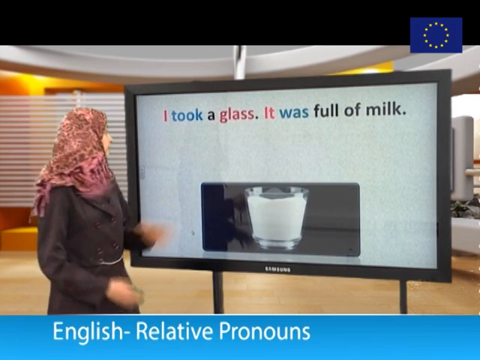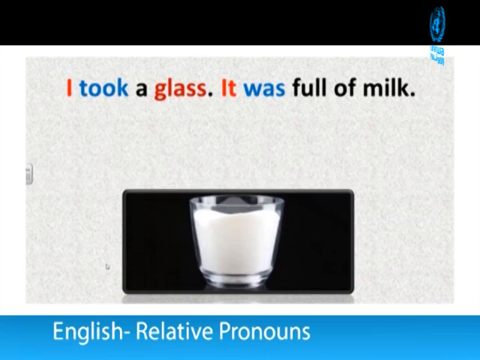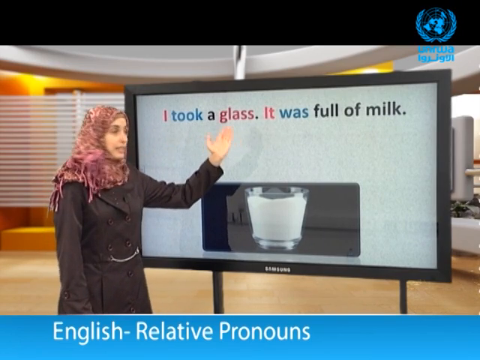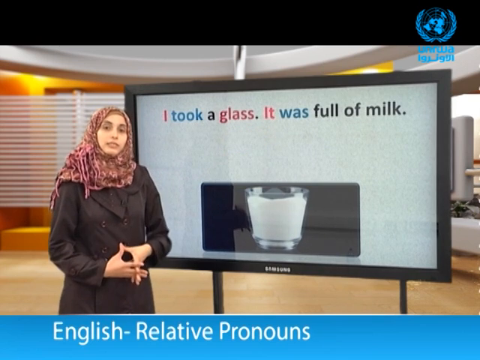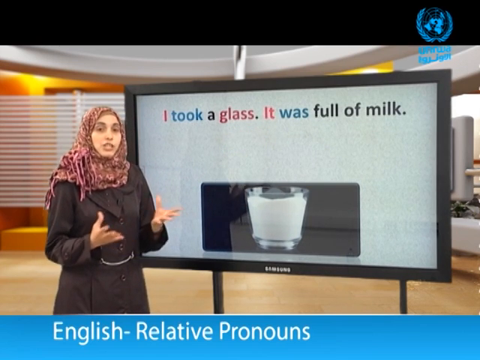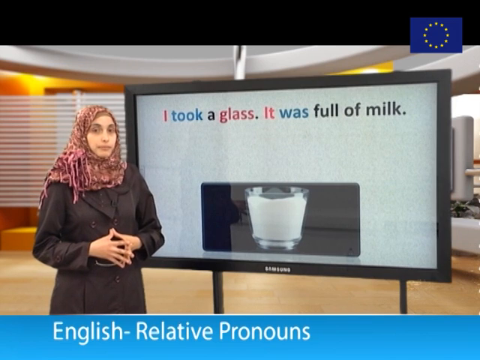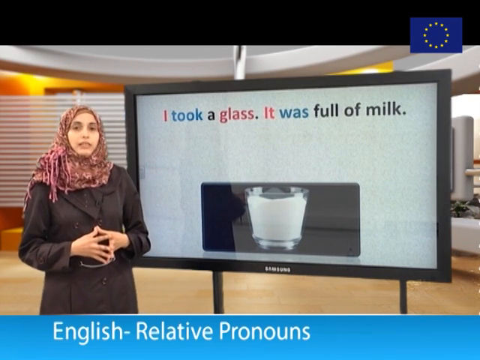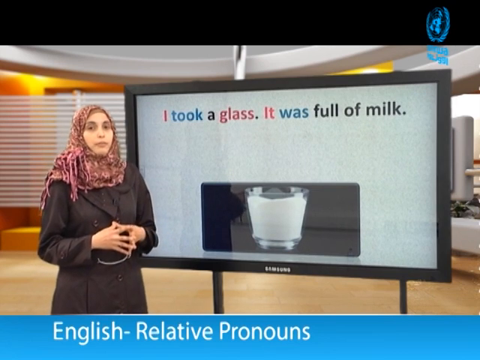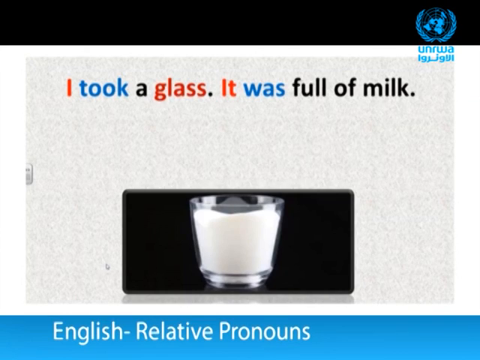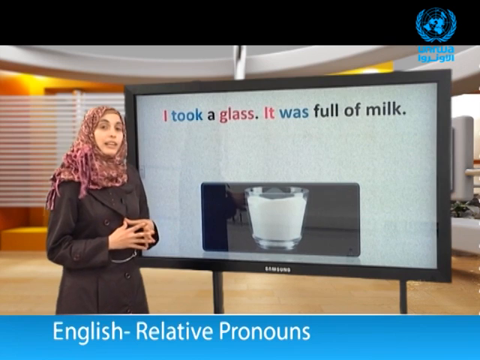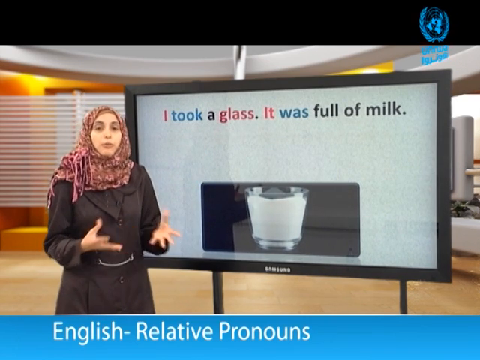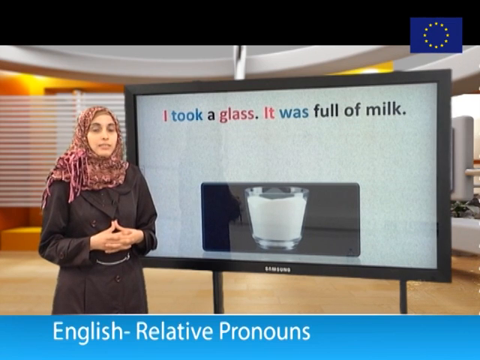Look here. I took a glass. It was full of milk. Two sentences. Each has a subject and a verb. If I asked, what was full of milk? I would say the glass. So, I'm talking about a thing here. How could we join the sentences?